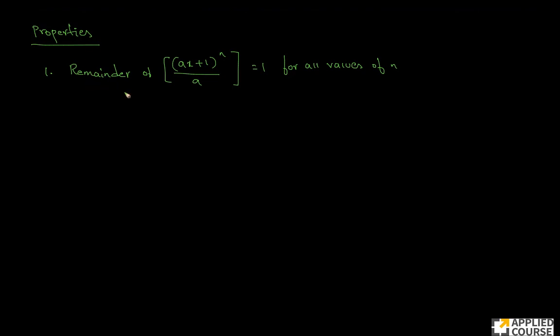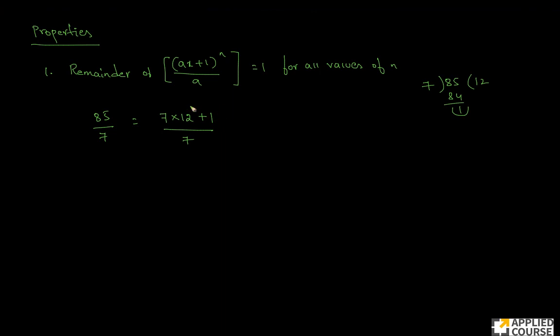The first property is the remainder of the expression (ax plus 1) whole power of n by a is equal to 1. You will always get the remainder 1 for this expression for all values of n. Suppose I have 85 by 7, in what way can I write this? 7 into 12 plus 1 by 7. So the remainder will always be 1. So what is the remainder for 85 by 7? First check: 7 12s are 84. The remainder is 1, right?